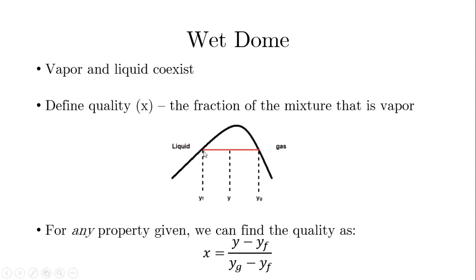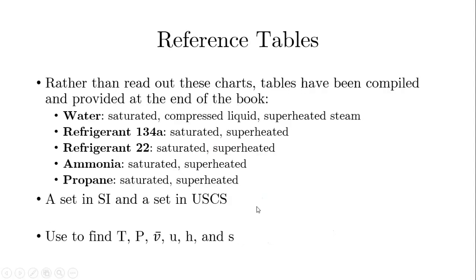And it may be directly here, in which case X will be 0. It may be directly here, in which case X will be 1. And so anywhere in between. So it's a fraction, it's not a percent, but same idea. Okay, so if I told you 100% quality, I meant X is equal to 1, and I mean the whole thing is gas. Okay, so we will use that, and we will discuss this.